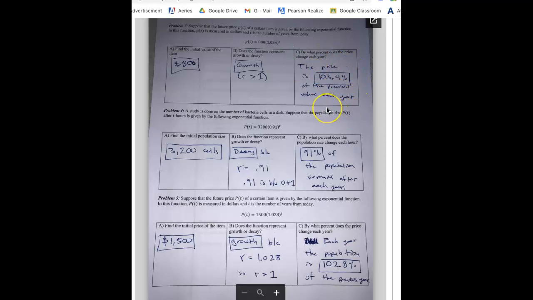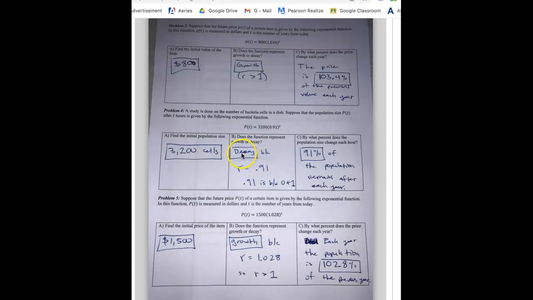The price is always going to be 103.4% of the previous value. It's going to be a little more, right? Over 100%, it's growth. Next one, a study is done on the number of bacteria cells in a dish. Suppose population size after t hours is given by the following exponential function. So there it is again. We already kind of know what the prompts are by now, but your initial value and your rate. Your initial value says there's 3,200 cells at the beginning, right? So that's our answer.